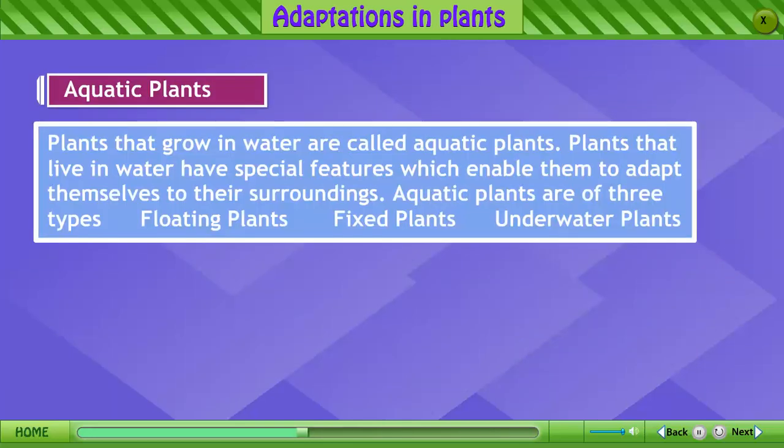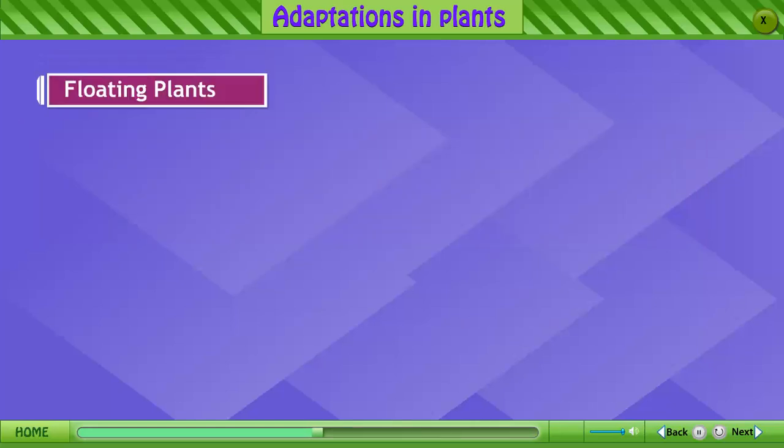Aquatic plants. Plants that grow in water are called aquatic. Plants that live in water have special features which enable them to adapt themselves to their surroundings. Aquatic plants are of three types: floating plants, fixed plants, and underwater plants.